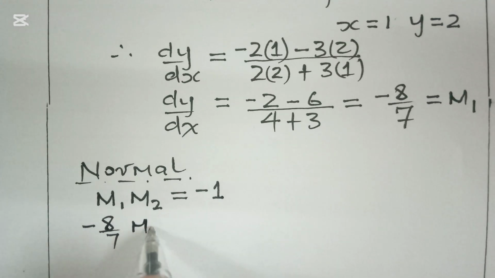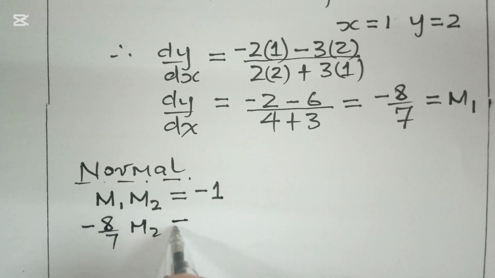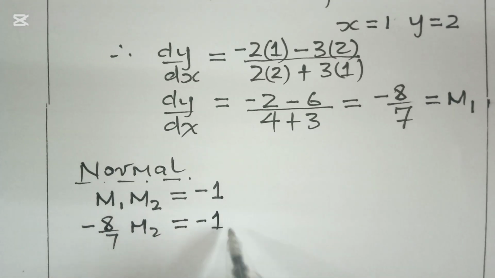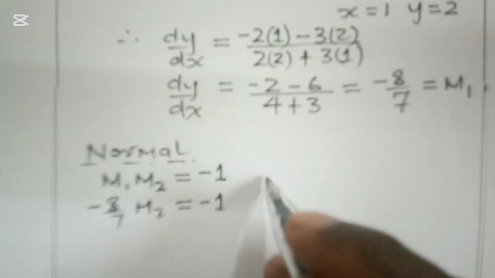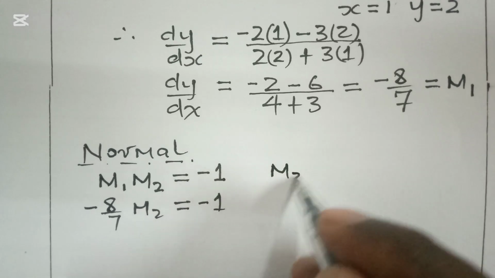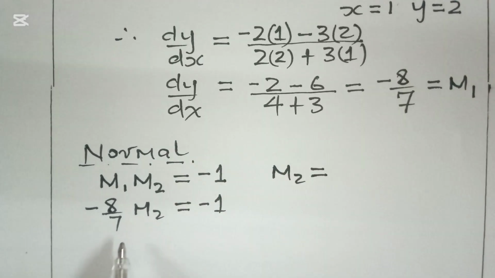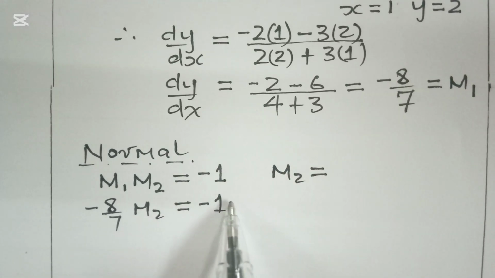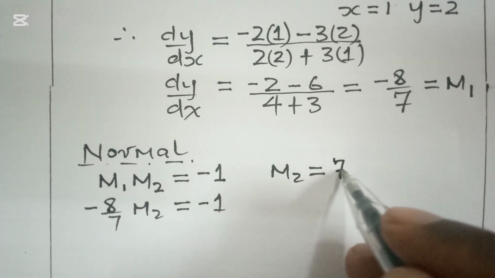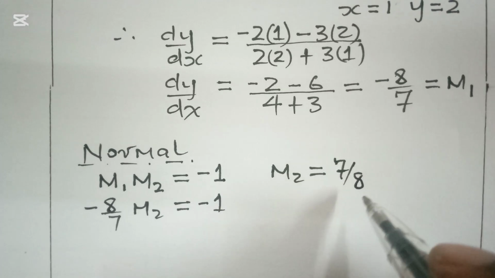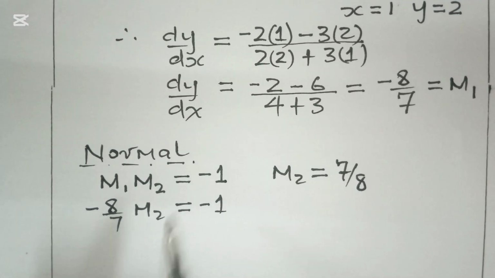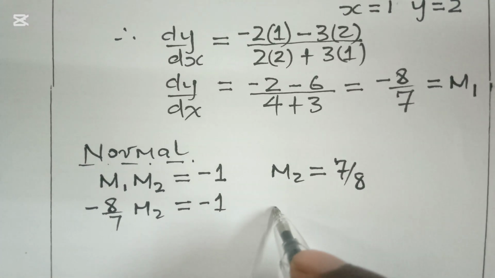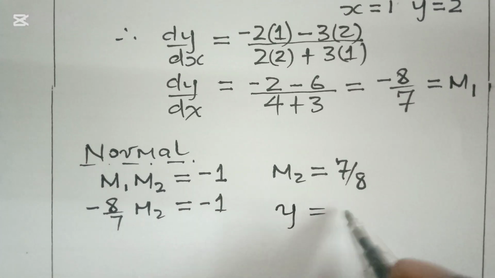M2 is what I'm looking for, the gradient of the normal, which is equal to negative 1 over M1. So that, guys, our M2 is now going to be equal to, if we do that, we have 7 here and 8, and the negatives will cancel. So this is going to be 7 all over 8, and that is the gradient of the normal.